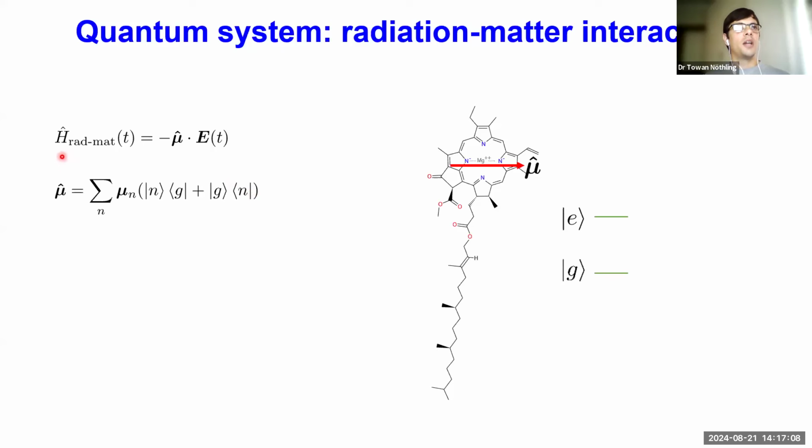Okay, so the radiation matter interaction is a semi-classical Hamiltonian. It is simply the coupling of the quantum mechanical transition dipole moment operator with the classical electric field. The transition dipole moment operator is given by this expression, and you can see that it effectuates transitions between the ground and the excited state. By the way, this ket with N in it denotes a state in which pigment N is excited, whereas the G denotes the ground state.